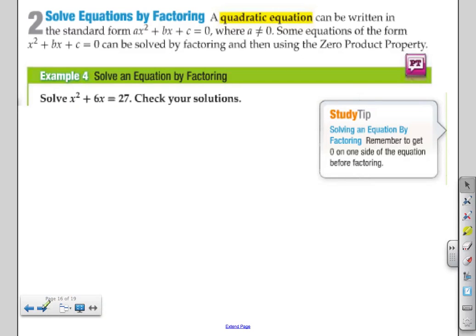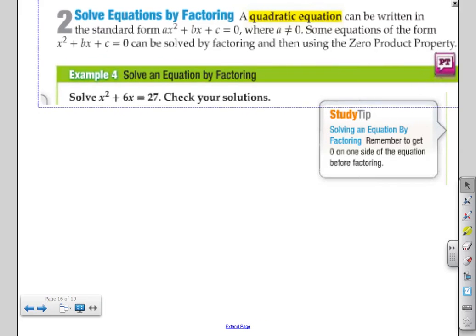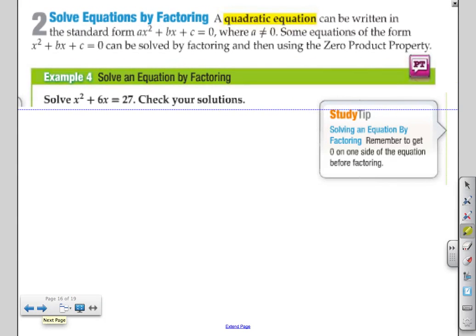Second part of this chapter is solving equations by factoring. Okay, so a quadratic equation, here's your definition, can be written in standard form. So the definition is it can be written in standard form, which is ax squared plus bx plus c equals 0, where a does not equal 0. Okay, some equations in the form x squared plus bx plus c equals 0 can be solved by factoring and then using the zero product property, the one that we learned and talked about last time.